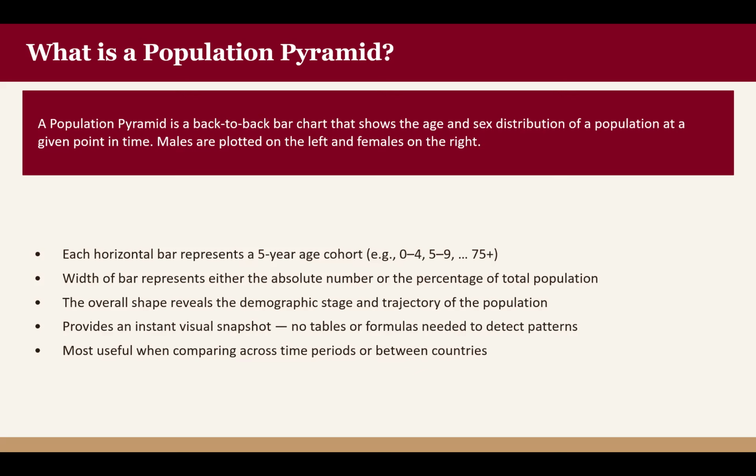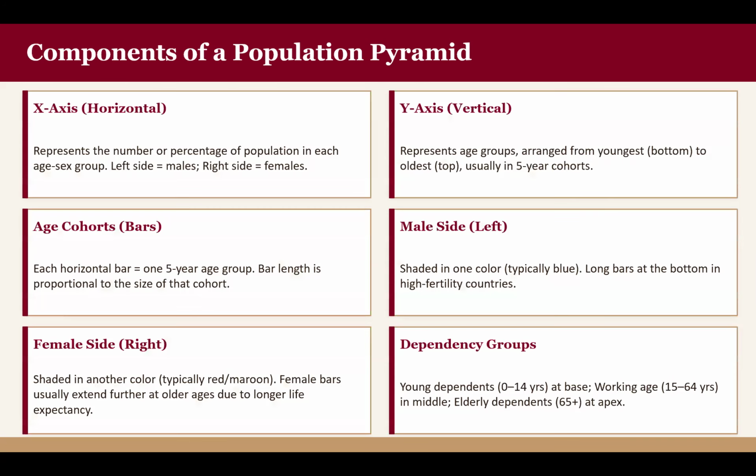The width of the bar represents either the absolute number or the percentage of the total population. The overall shape reveals the demographic stage and trajectory of the population. It provides an instant visual snapshot, with no tables or formulas needed to detect the patterns. It is most useful when comparing across time periods or between countries.